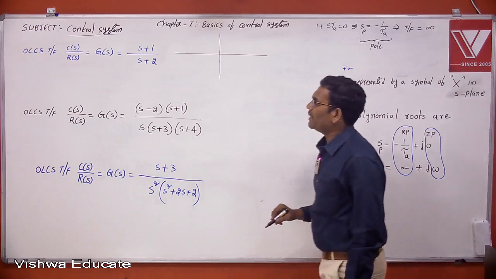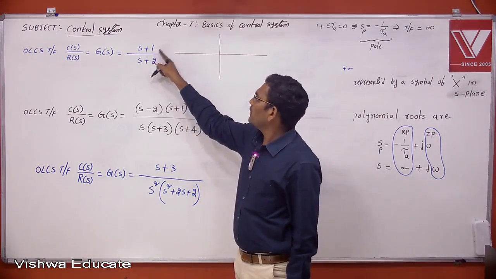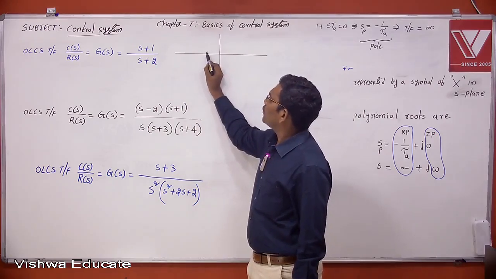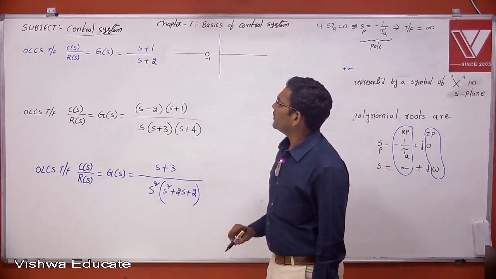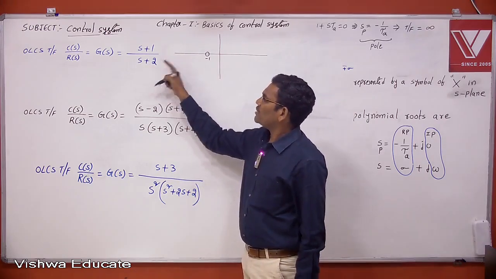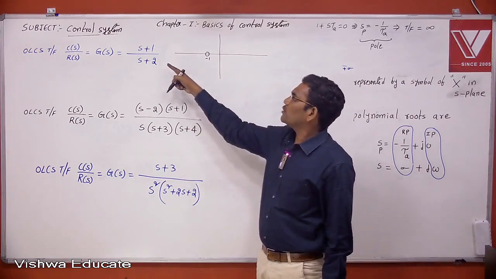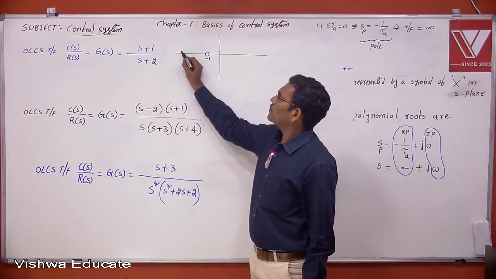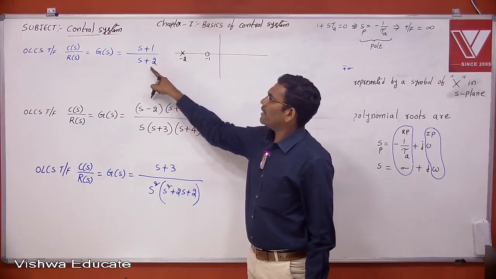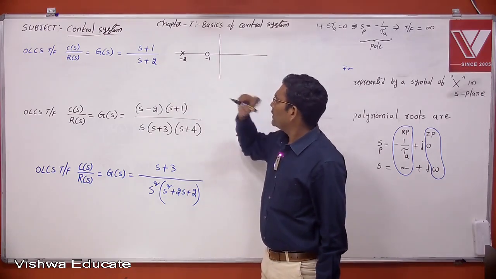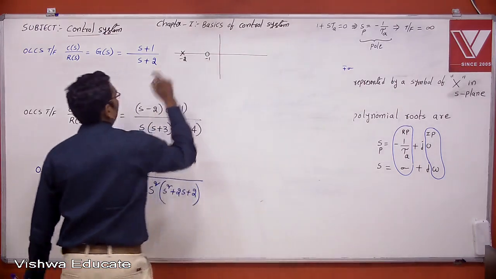Now this is the S plane. S plus 1 equal to 0, S equal to minus 1. Minus 1, which is a zero in the numerator polynomial, is represented by the symbol of a circle. Now S plus 2 equal to 0, S equal to minus 2. This is in the denominator, so it is a pole at minus 2. Only the real part is there, and it is negative, therefore the negative real axis.